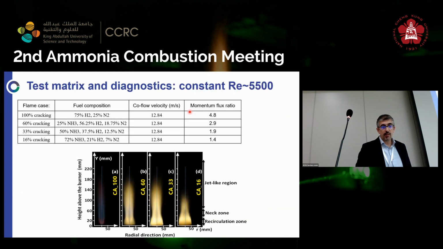So we performed two series of Raman measurements. One with a constant Reynolds number of about 5,500. Unfortunately, it's a relatively low Reynolds number. And we are changing the cracking ratio from 16% all the way to fully cracked. So, a nitrogen flame; you can see a very big change in the luminosity of this flame as you suppress the NH2* and the NO* from the luminosity. Unfortunately, this is a more complex geometry. So when you change the Reynolds number, because we're also changing the composition, it's changing the momentum flux ratio, and this determines the change in the shape of the flame.